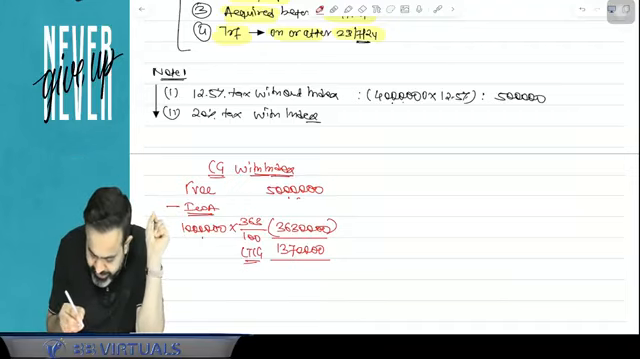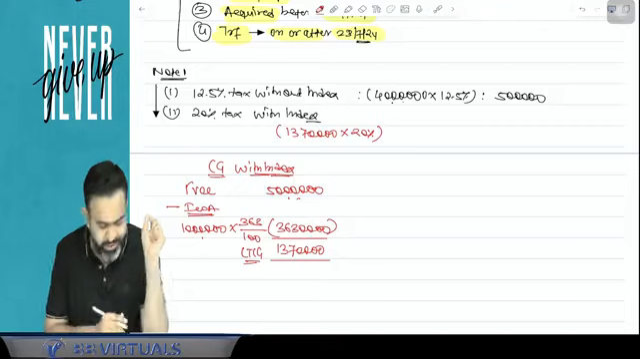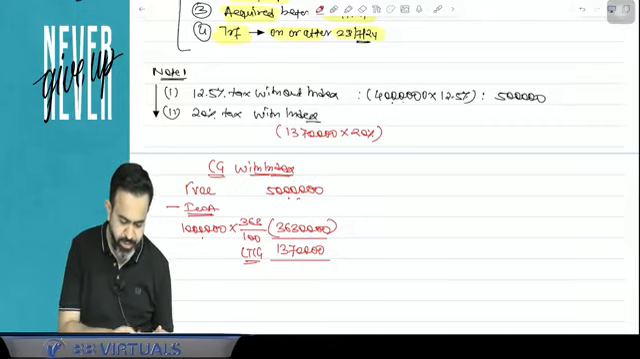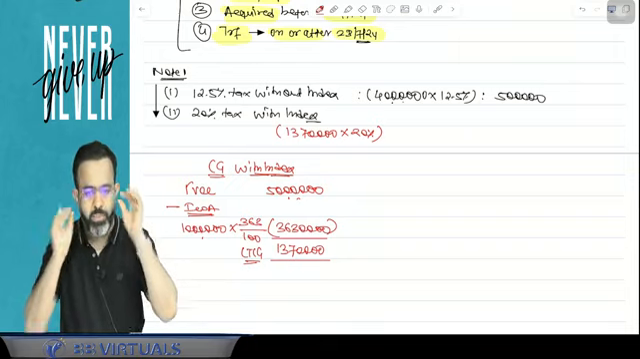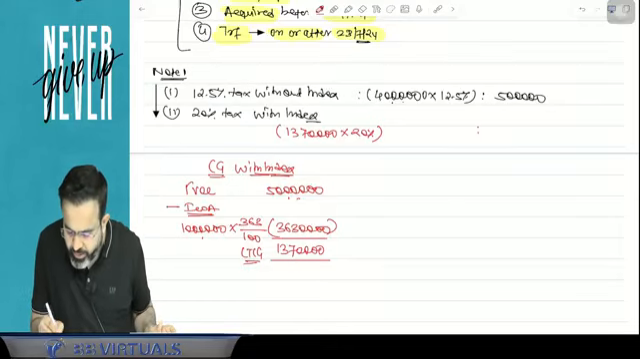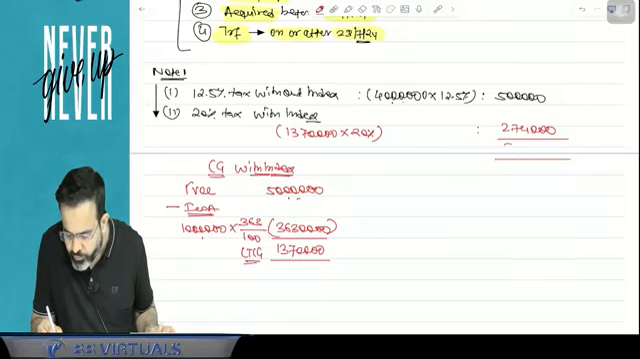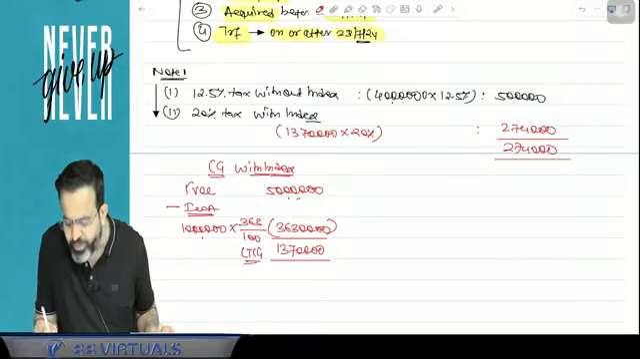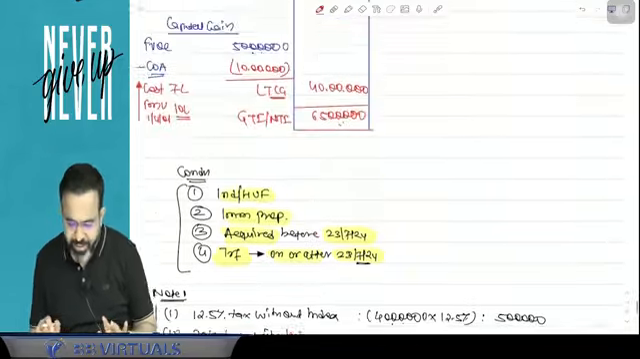So here, 13,70,000 multiplied by 20% comes to 2,74,000. So now you will consider the tax as only 2,74,000. So here the tax will be 2,74,000.